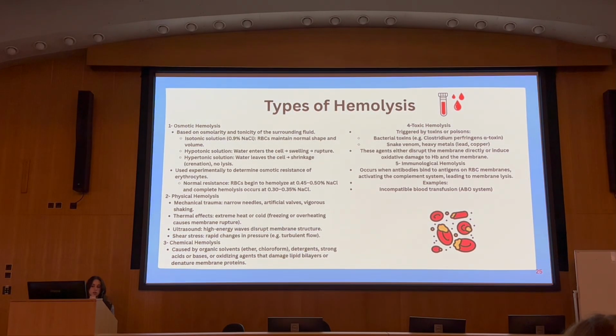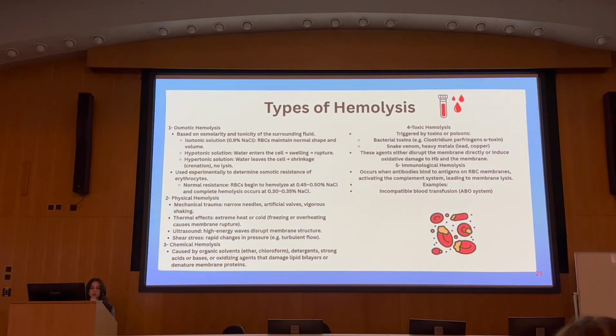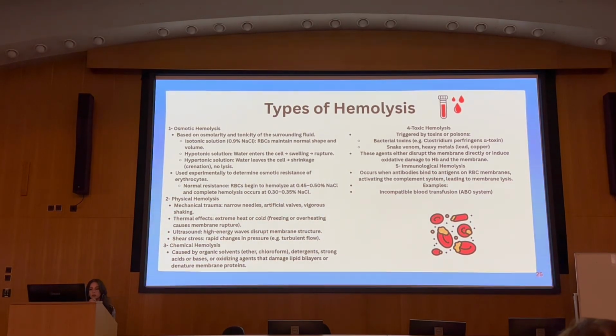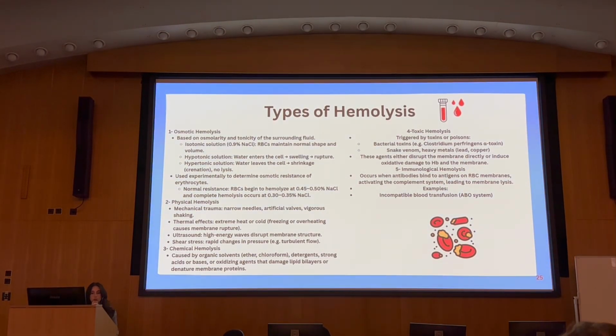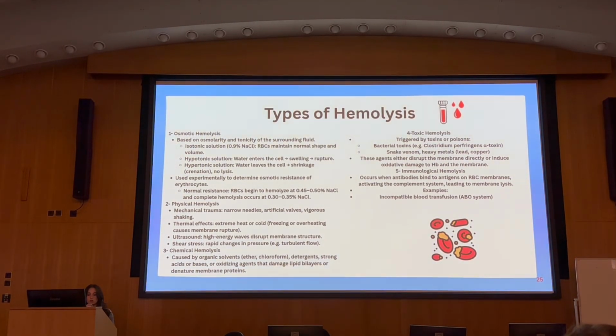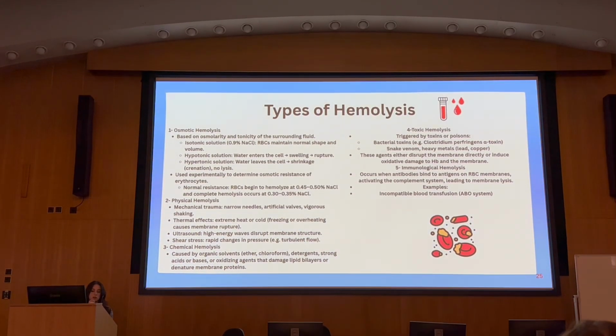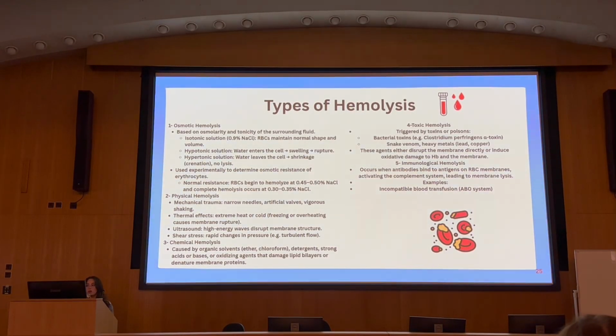The second one is physical hemolysis. This is not really needed for your credit, but it's basically caused from some sort of trauma: needles, valves, shaking. It can also be from temperature, extreme heat or cold, ultrasounds, and shear stress. And then you have chemical hemolysis, also caused by some sort of solvent like chloroform and ether, detergents, acids, bases, oxidizing agents that are basically going to be damaging the lipid bilayer. But again, this is not really important for your credit.